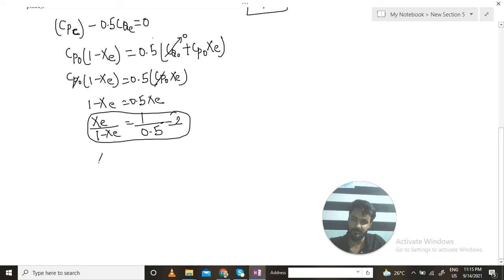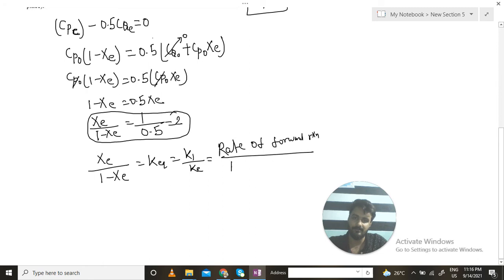So here you can write Xe upon 1 minus Xe is equal to K equilibrium upon 1 plus, that is equal to K equilibrium, and that is equal to K1 upon K2, and you can write it as rate of forward reaction upon rate of backward reaction.